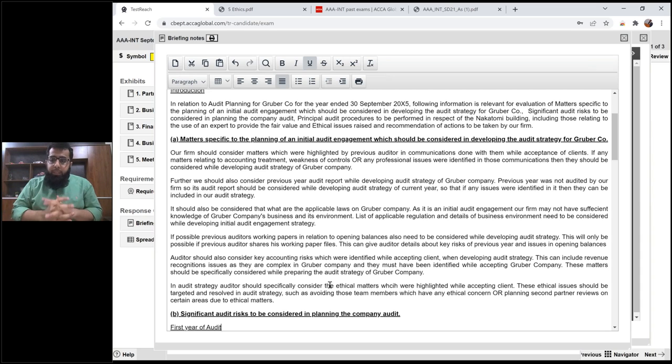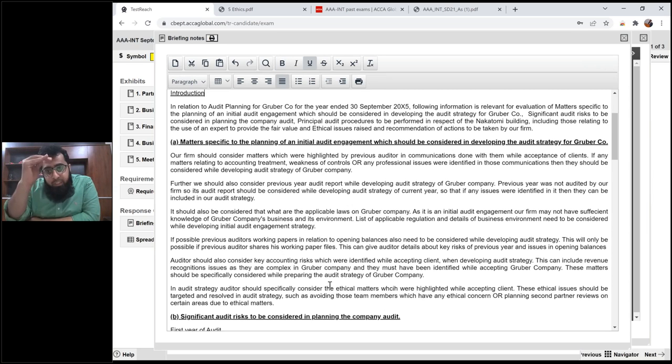Okay, now we are done with 50 marks. Congratulations. We are done with 50 marks of this question. First of all, the format of briefing note introduction. This matter is specific to the planning. Now we did it at last, but we didn't break the sequence of our answer. Because if you break the sequence, your professional marks will be deducted.